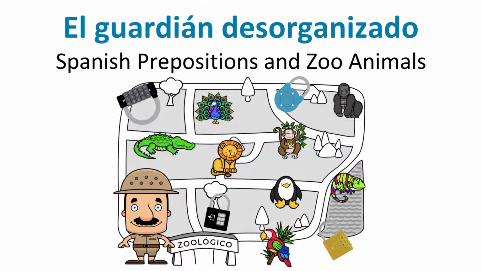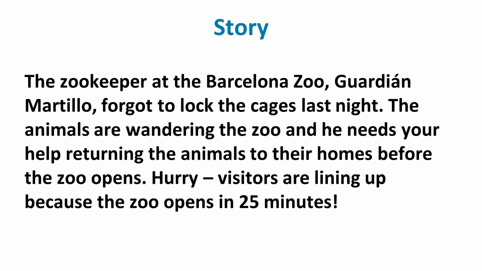Our activity today is entitled El Guardián Desorganizado, and the main story of our breakout is the zookeeper at the Barcelona Zoo, Guardián Martillo, forgot to lock the cages last night. The animals are wandering the zoo and he needs your help returning the animals to their homes before the zoo opens. Hurry! Visitors are lining up because the zoo opens in 25 minutes.